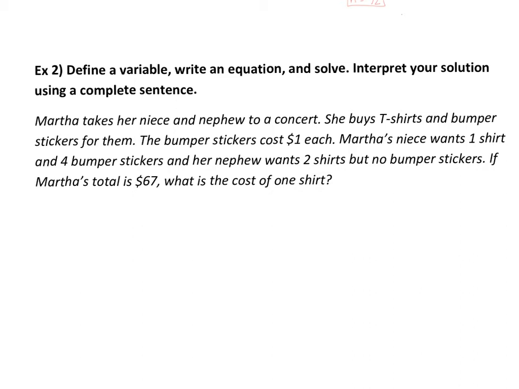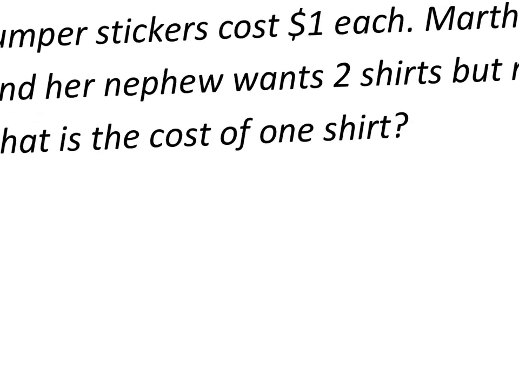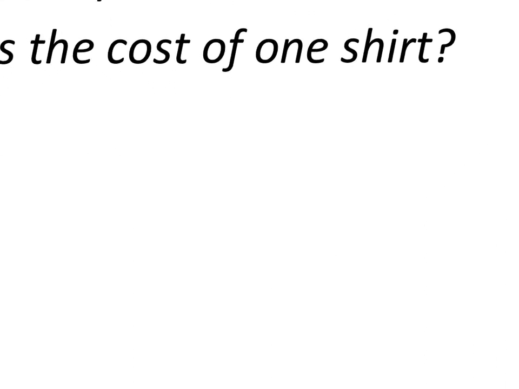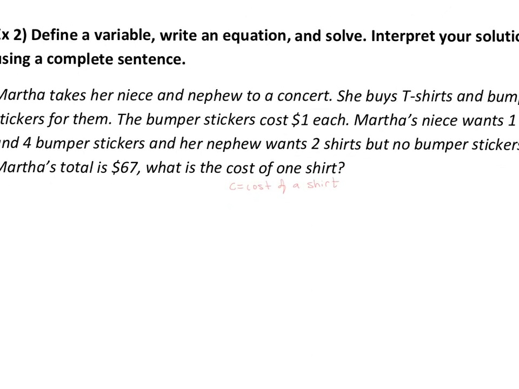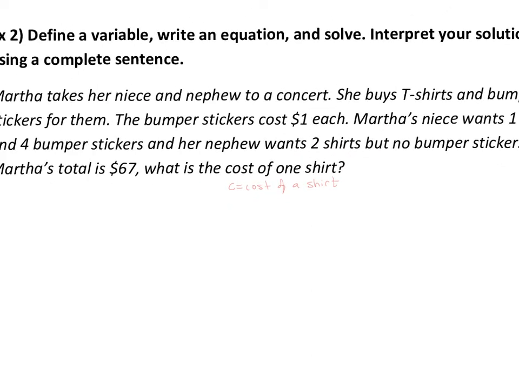All right, so first thing we're going to do is define our variable, and we're looking for the cost of 1 shirt. So I'm going to put C for cost of a shirt. Okay. All right, so now let's kind of go read back through here. What are some things we need to know? So we know that the bumper stickers are $1 each, so that's kind of important.